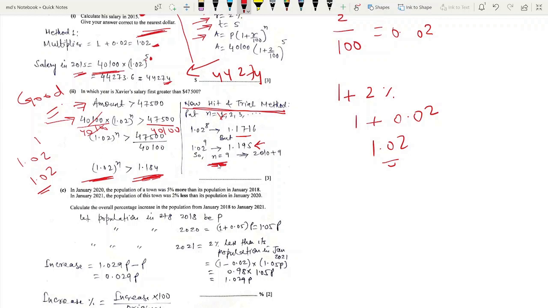Our condition is satisfied, and it started in 2010. So after 9 years it will be greater than 1.184. So 2010 plus 9, that answer will be 2019, right? So please take your time and try to grasp this explanation.